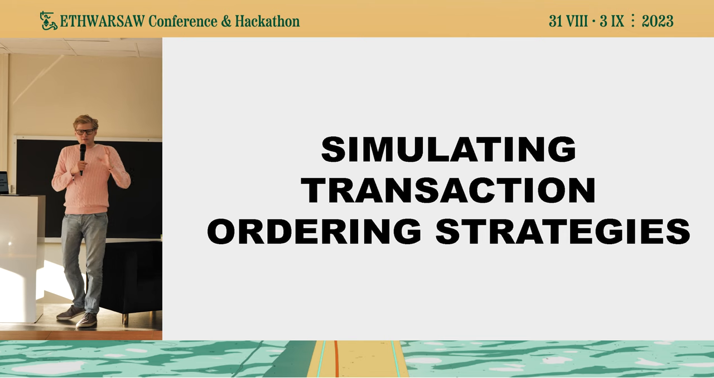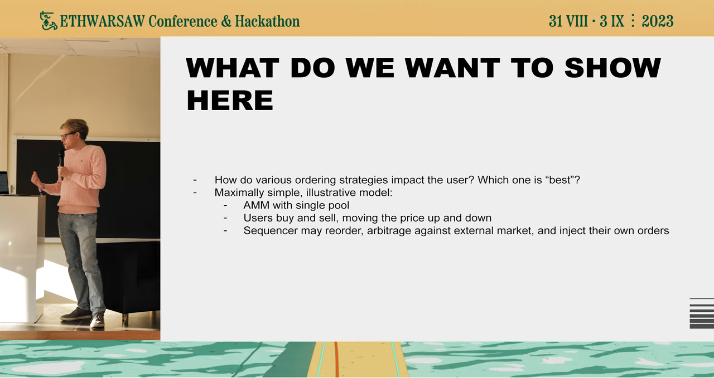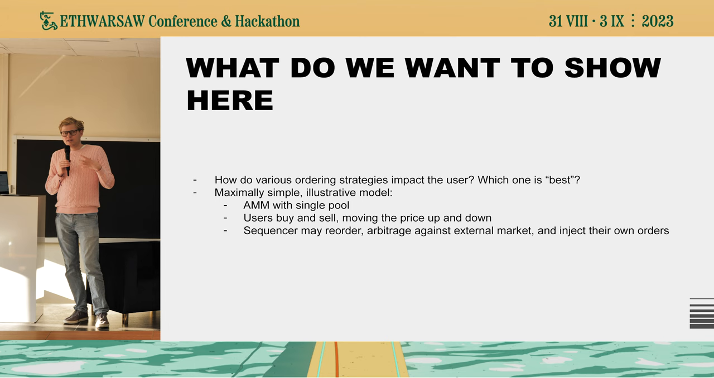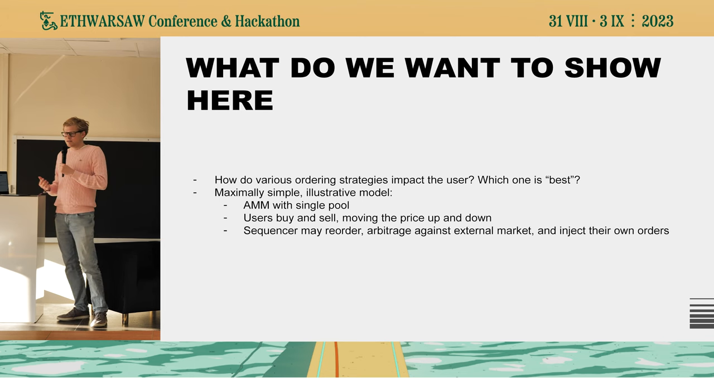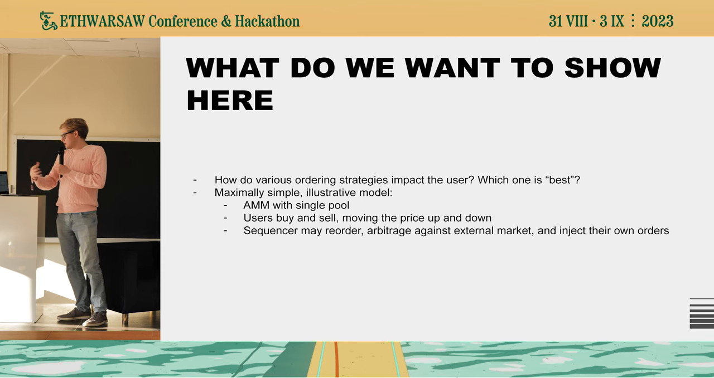As I said, we're first talking about the MEV user impact, and the way we do this is that my colleague Yannick built a model to simulate the impact on user trading performance based on different transaction ordering strategies. What do we want to show here? How do various transaction ordering strategies impact user performance? Which one is the best, quote-unquote? One thing to note, as a caveat or disclaimer, is that it's a very simple model, so consider it more like a mental model of how it works rather than a real-world CAD simulation of what would actually happen. Under the hood, the assumption is that there's just one AMM with a single pool, users are buying and selling, prices are moving up and down in the sequence, and I can either reorder, arbitrage, or inject my own orders. So yeah, that's this model.